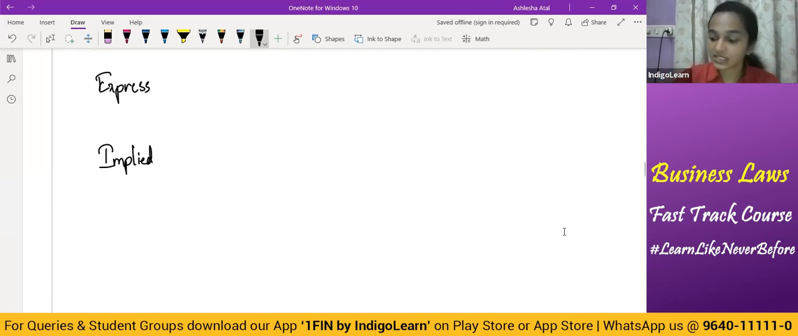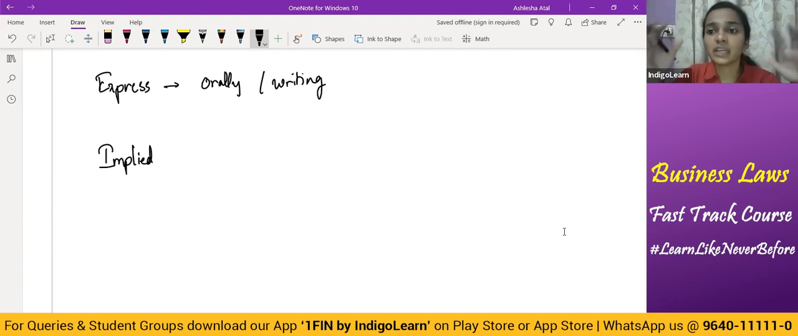Express contract is basically a contract wherein the terms of the contract are stated either orally or in writing. See, it is not necessary that the contract always has to be in writing. A contract may either be oral or written. However, when we talk of express contracts, those are contracts wherein the terms of the contract are properly or clearly expressed, either orally or in writing.